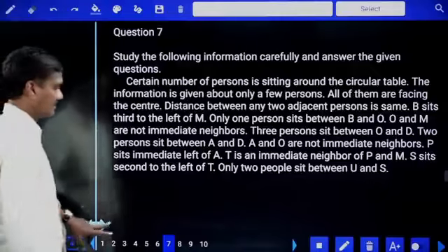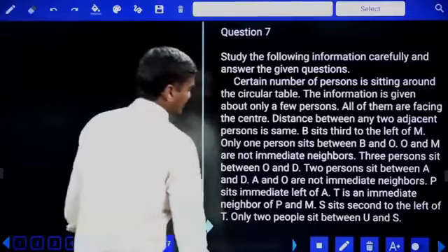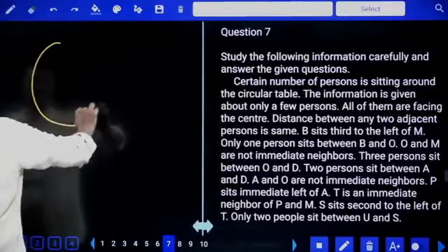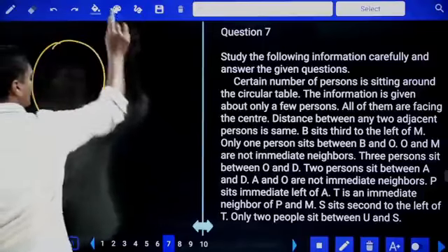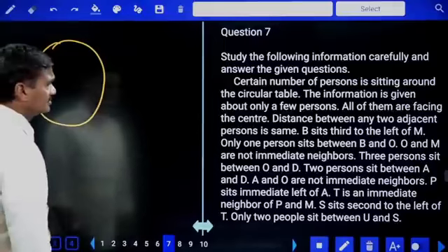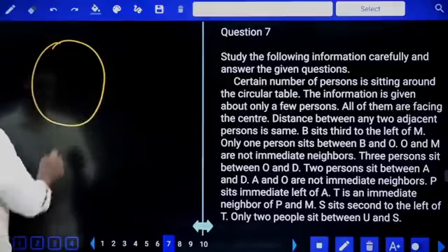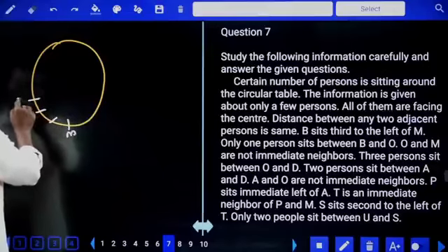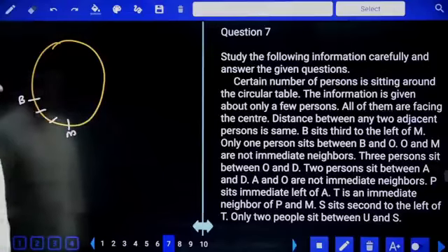Is done. Now in this one again, this is based on a certain number of persons around a circular table. Now this is a circular table. Then condition number 1, B sits third to the left of M. Now I am fixing M at this place. B sits third to the left, 1, 2, 3, B is here.